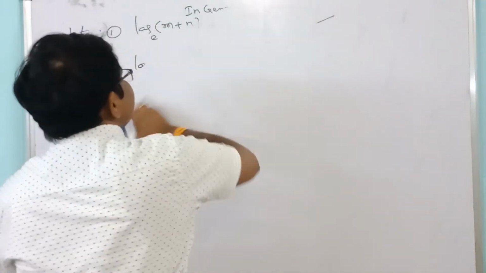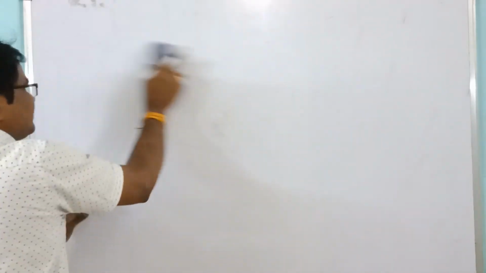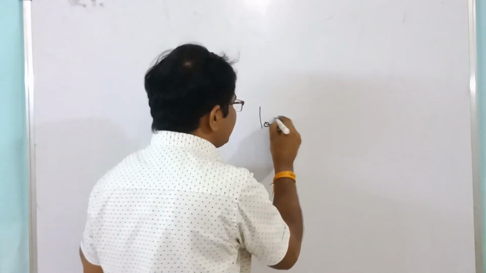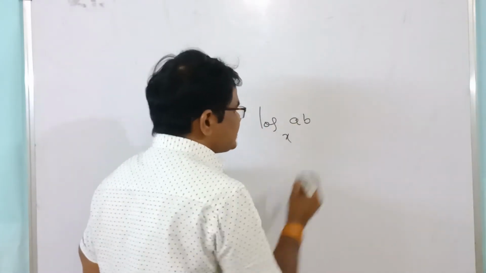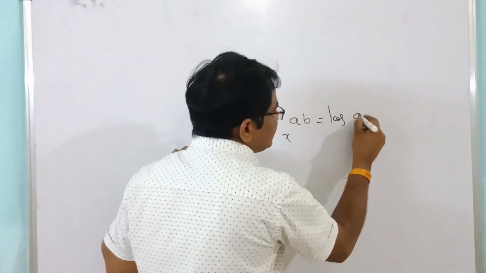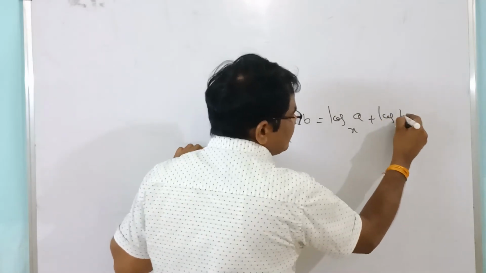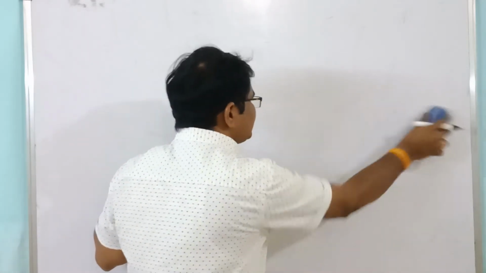Second property. So what is the first property? Log of a into b to the base x is written as log a to the base x plus log b to the base x. Next, the second one.